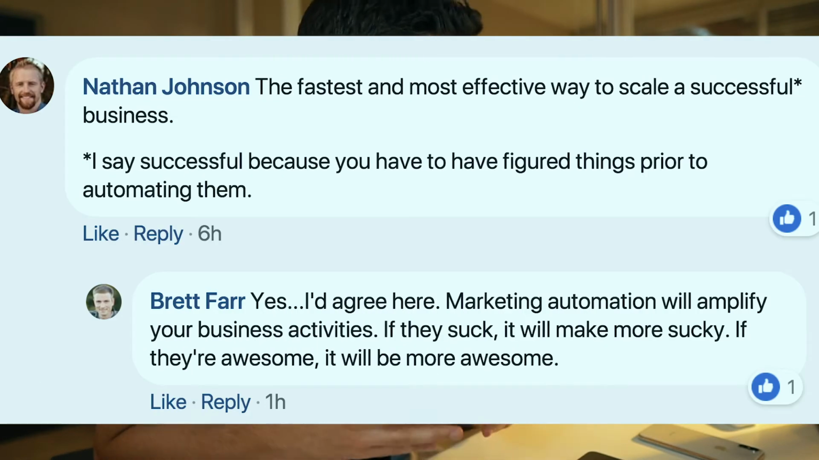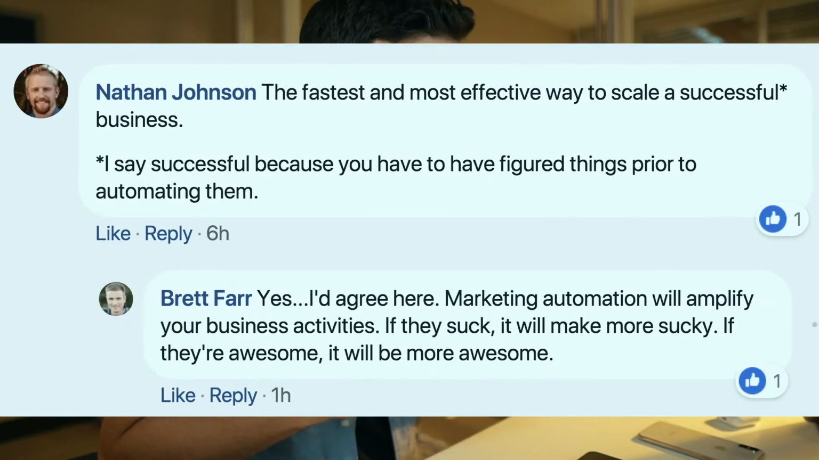Next up is my buddy Nathan Johnson, and he says marketing automation is the fastest and most effective way to scale a successful business. I say successful because you have to have figured out things prior to automating them. I love this. And my other buddy Brett follows up and says, yes, I'd agree here. Marketing automation will amplify your business activities. If they suck, it will make them more sucky. If they're awesome, it will be more awesome.